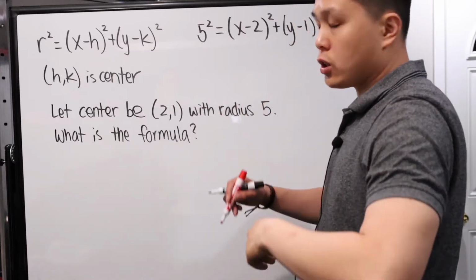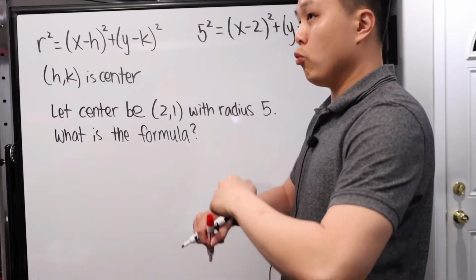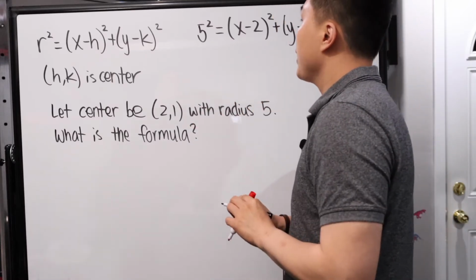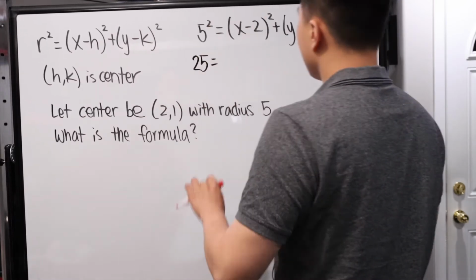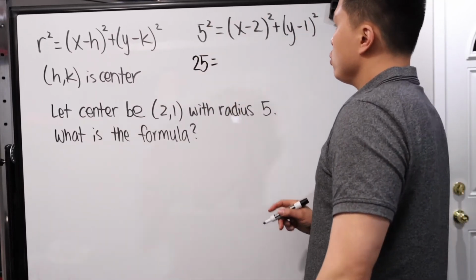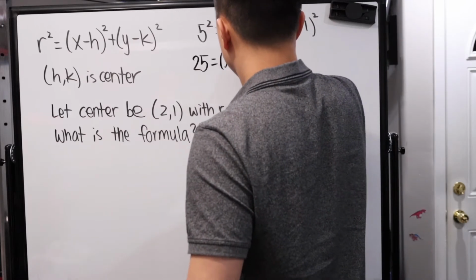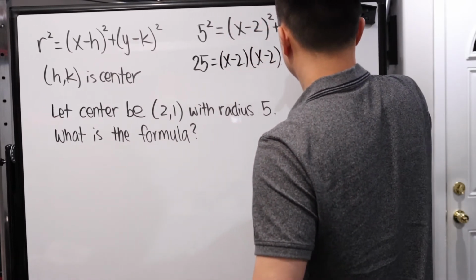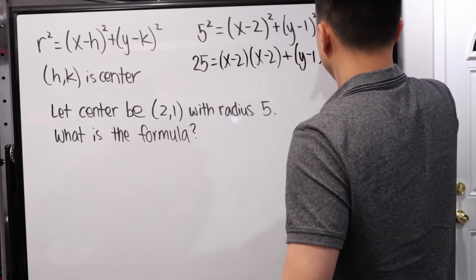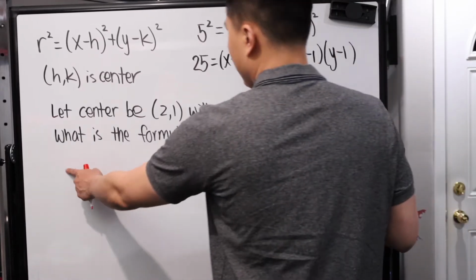So that's what we're gonna do, just so we can get a feel for what they expect when you see a problem like this. Of course right here we have 25 equals (x minus 2) times (x minus 2). I'll just write it out right here, and then we can do the math really quickly. Plus (y minus 1) times (y minus 1).